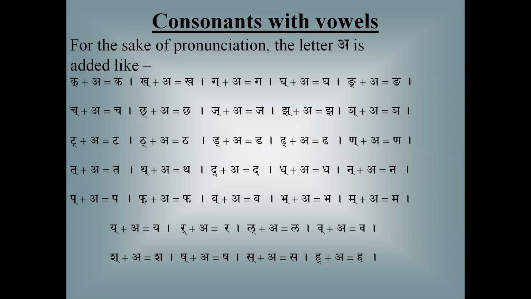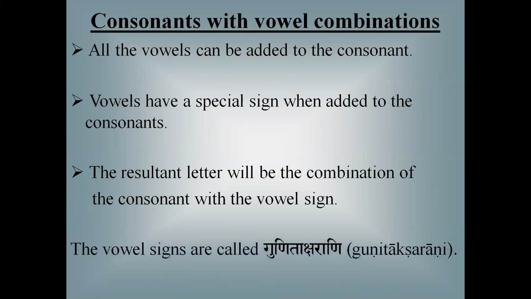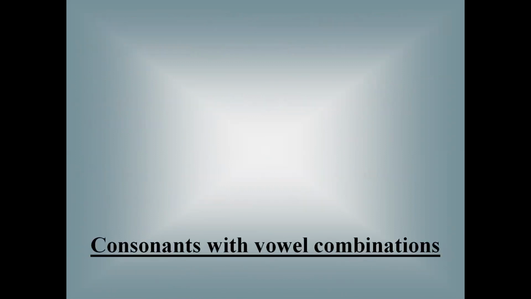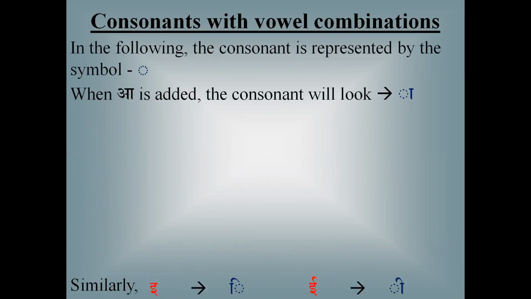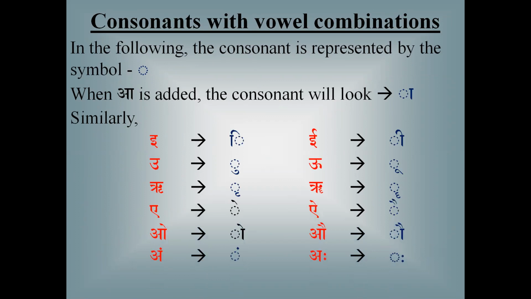Pure consonants cannot be pronounced. But pure consonants can be addressed or denoted by adding a suffix. What is that suffix? Kara. So kakara plus a is equal to ka. When the vowel is added, the nether stroke disappears. That is the first thing that happens. If the vowel is simply a, the nether stroke disappears. If the vowel is other than a, in addition to the nether stroke disappearing, the vowel gets a special sign. These special signs are called Gunitaksharani. It is a technical name. And when the other vowels are added, they get signs like this. This is what we are seeing.